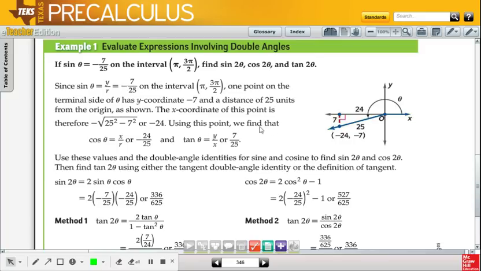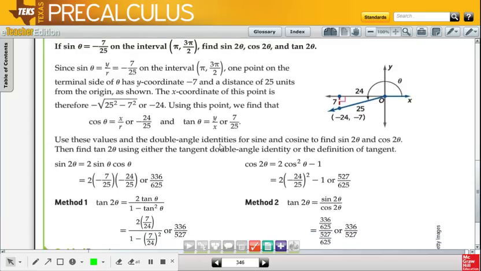Using this point, we find that cosine theta is equal to x over r, which again came from 4.1, or negative 24 over 25. Tangent theta is equal to y over x, again from 4.1, or 7 over 24. Now the reason it's positive is because negative 7 divided by negative 24, meaning negative divided by negative, will simplify into a positive number.